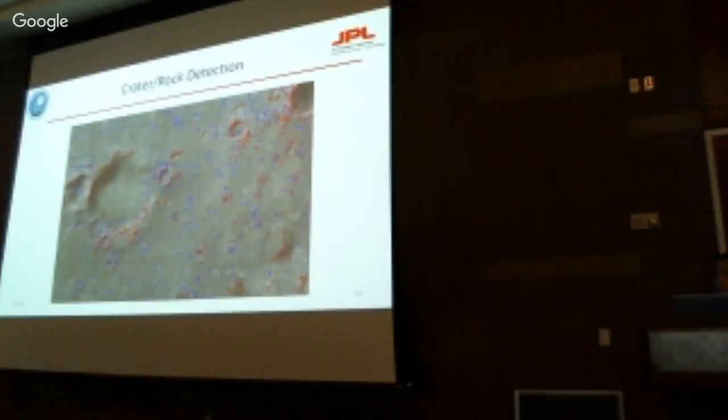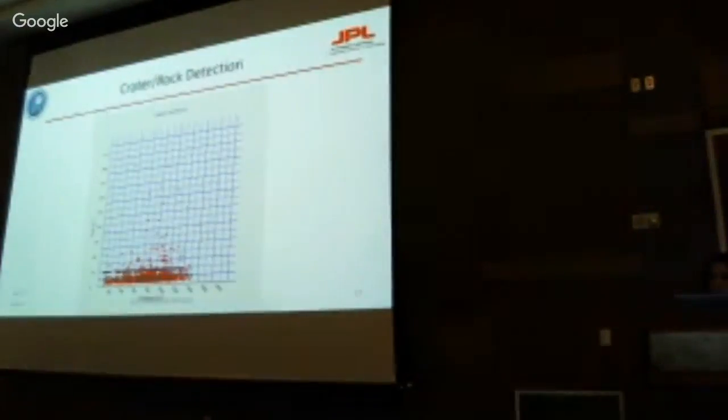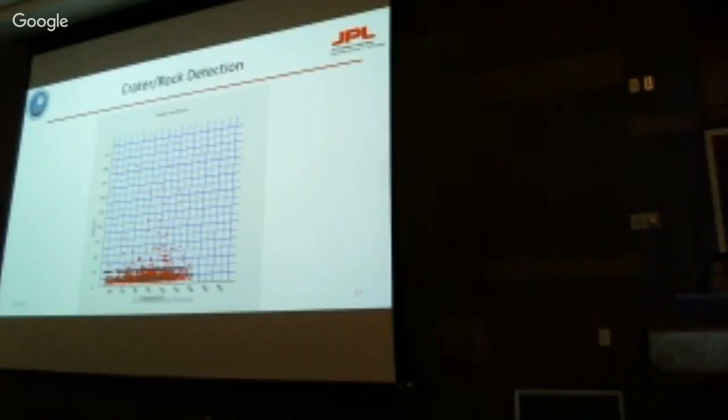This is a rock and crater detection output. You can tell that it's using a machine learning algorithm to detect those rocks and craters and give you this map as well as a distribution plot.